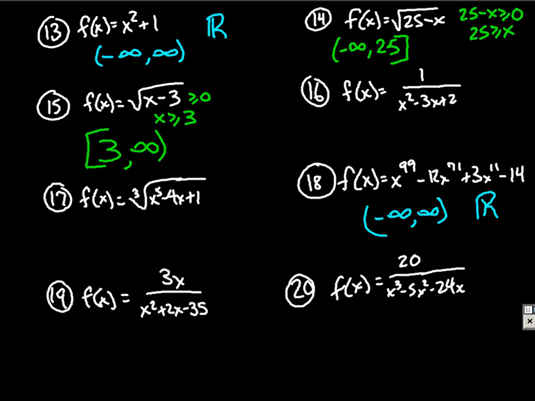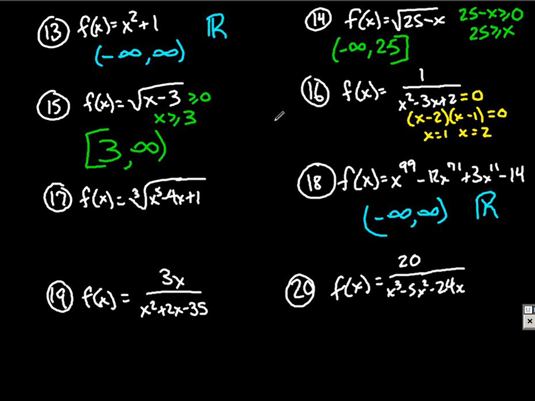Alright, and then last kind are 16, 19, and 20, where we have these fractions. The only number you can't divide by is 0, so I'm just going to set that denominator equal to 0. I will have to factor these. This will become x minus 2, x minus 1 to equal 0. That means I'll have x equals 1 and x equals 2. So what I'm going to do, I want all numbers except for those two.